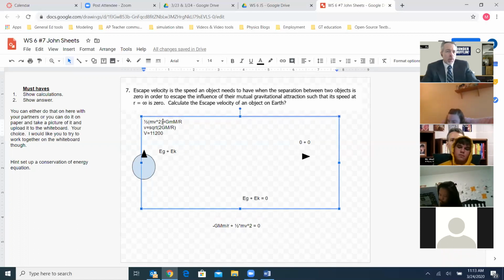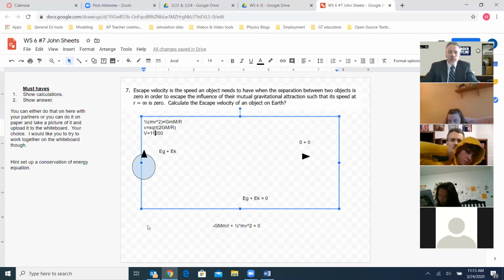And then the mass of the rocket ship cancels out, so it doesn't matter how big the rocket ship is. And for Earth, yes, I agree with him. It's around 11 kilometers per second. Nice. So, by the way, you can figure out what this escape velocity is for anything.